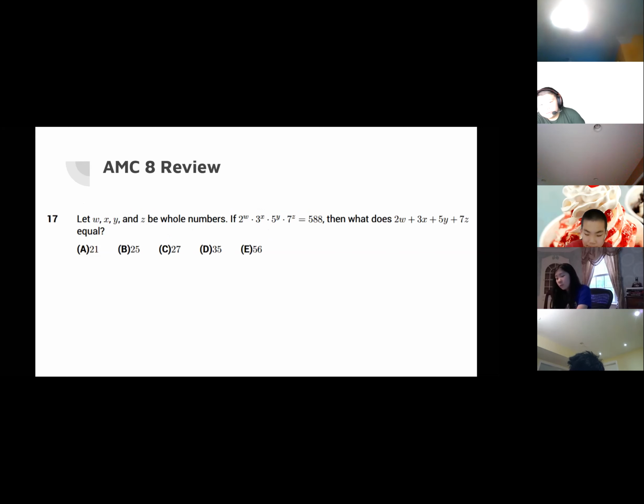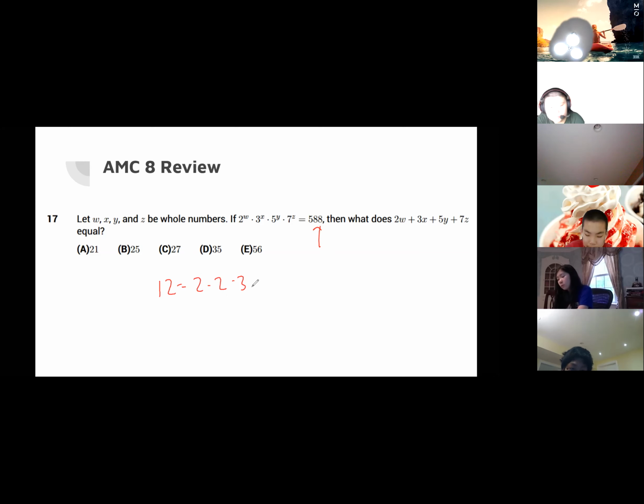Number 17. So there's a theorem called the fundamental theorem of arithmetic that we're not going to go over right now, but it's kind of just common sense. What this means is that 588 is going to be represented as the product of primes in only one way. It's more just intuitive, and this is true for all numbers. For example, 12 equals 2 times 2 times 3, but it can't have any other way of being a multiplication of primes. You can change the order, but that's all you can do.